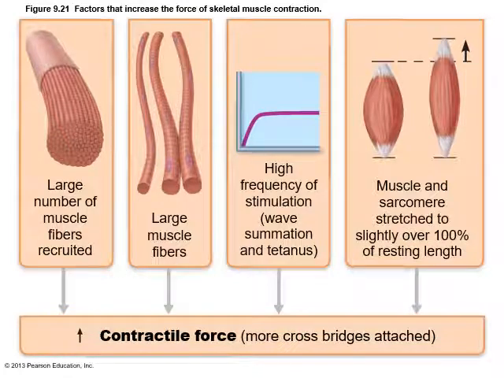And this is looking at the picture form of what we talked about earlier, and showing you that the number of muscle fibers recruited gives you more force, the size of the muscle fibers, high frequency of stimulation, back-to-back-to-back stimulations, and the muscle and sarcomere length being very important, that length-tension relationship. All this is involved in how much force, how many more cross bridges you can make and make that muscle contract.